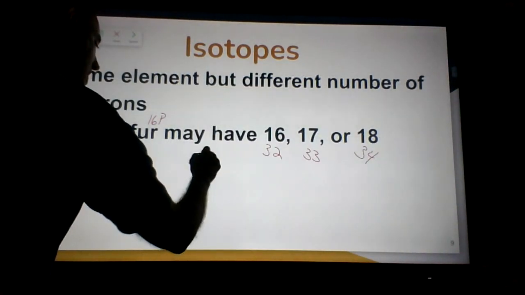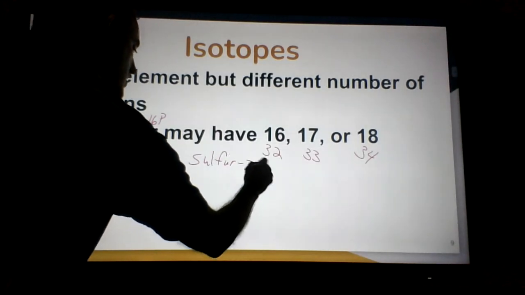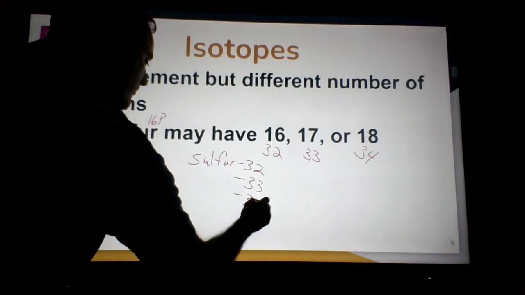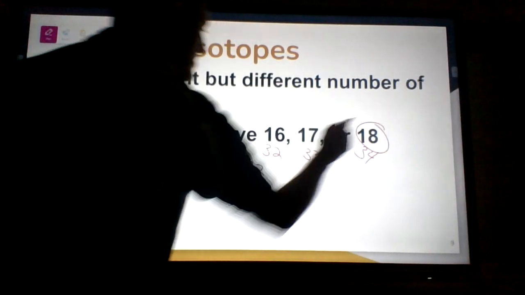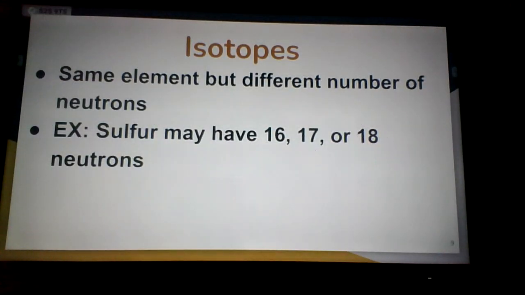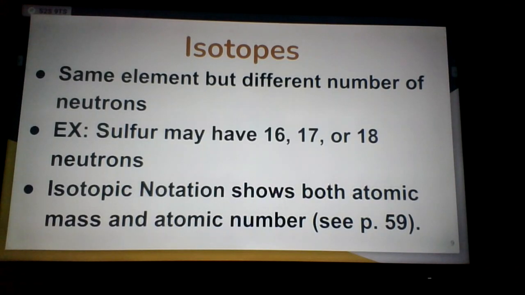So I would write these as sulfur 32 or 33 or 34. And then I simply subtract, let's say 34 minus 16 to get the 18 neutrons. And we'll do some practices with that. The isotopic notation we're going to see on the next page, but also page 59 of the textbook. This shows both the atomic mass and the atomic number, and then we can figure out how many neutrons that isotope has simply by subtraction. And we're about to see some examples of that. Isotopic notation will give us both the atomic mass and the atomic number, or the mass number and the atomic number. You can say it either way. Ready?